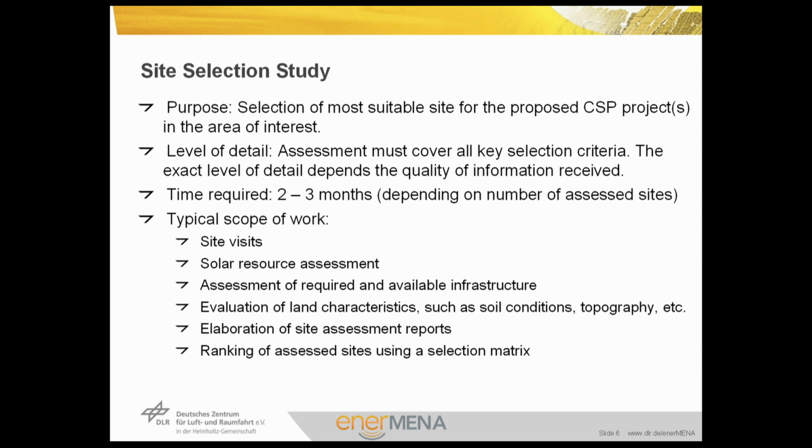The first action in the project implementation process is normally selecting a site, which is done by a study called the Site Selection Study. This study has the purpose to select the most suitable site for the proposed CSP project. In many cases, we think about a solar master plan in which a pilot plant will be constructed in the beginning in a dedicated site. The level of details of this assessment study is just to cover all key selection criteria. This depends on the quality of information received about the site. I will come back to this later in the next slides.